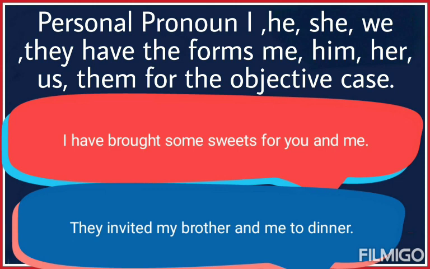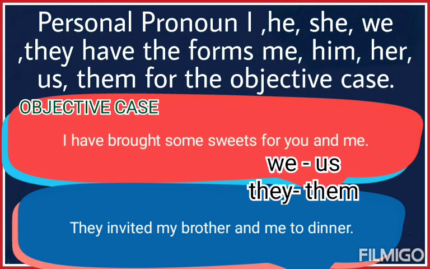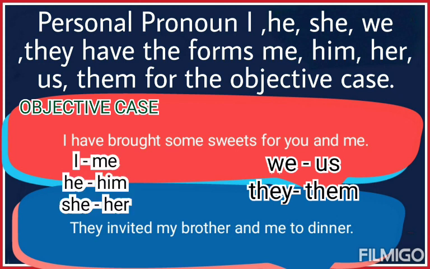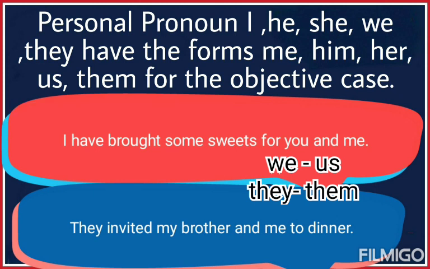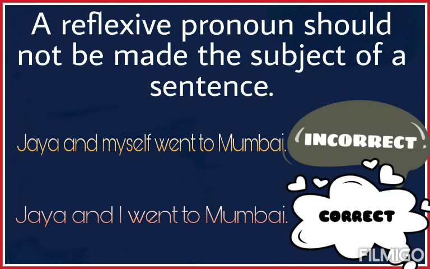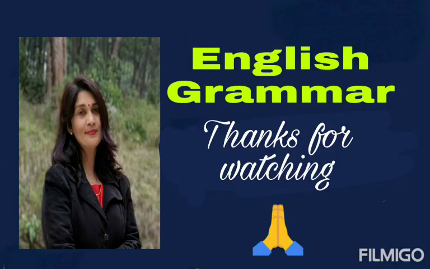In the objective case, write me for I, him for he, her for she, us for we, and them for they. Now, reflexive pronouns should not be made the subject of sentence. It should be written as Jaya and I went to Mumbai. Not Jaya and myself went to Mumbai. This is incorrect.